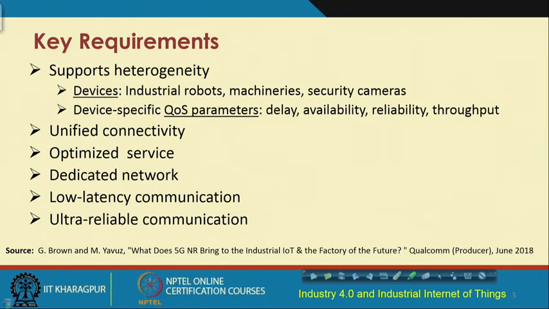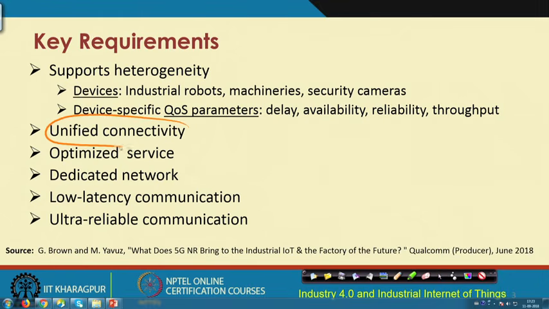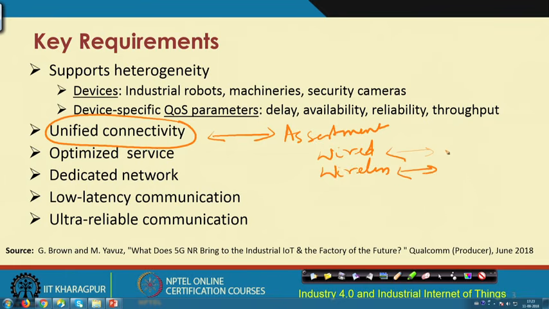Overall, what is desirable is to have unified connectivity even if you are using an assortment of different protocols, which may be wired or wireless, or which could be the legacy ones or the modern ones. What is important is to be able to offer unified connectivity. Unified connectivity means what? Seamless connectivity.